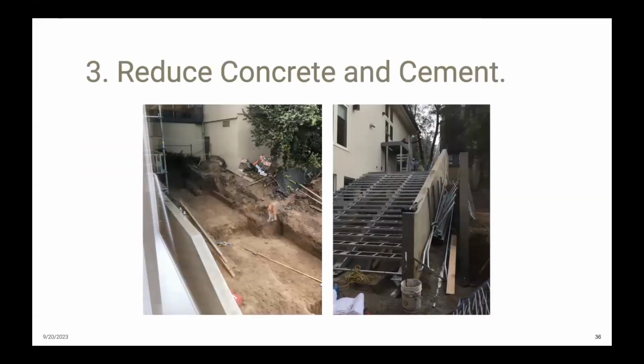Okay, so number 3 is reduce concrete and cement. I think this point is probably pretty obvious to most people now, but it's still an important one. We had originally proposed a wood deck supported by a hybrid steel and concrete system. And during construction, the deck structure got value engineered to a fully concrete system, as shown on the right. This solution was both easier and less expensive for the contractor because they didn't have to coordinate as many subs.